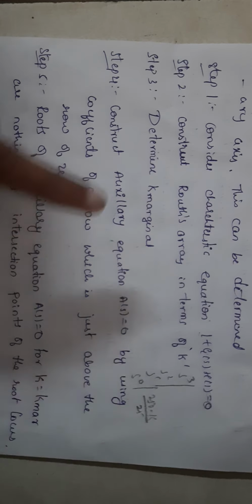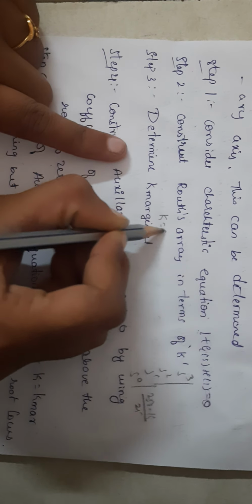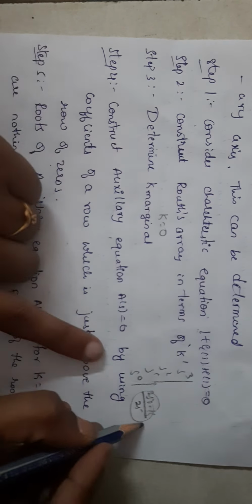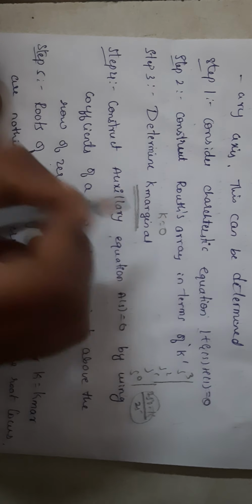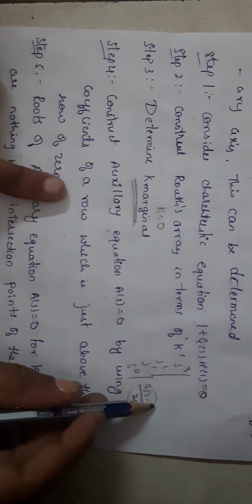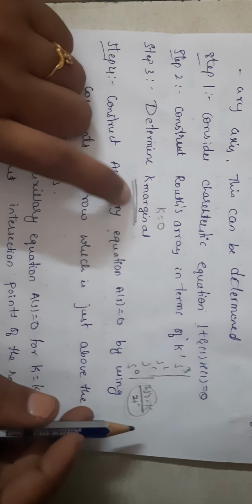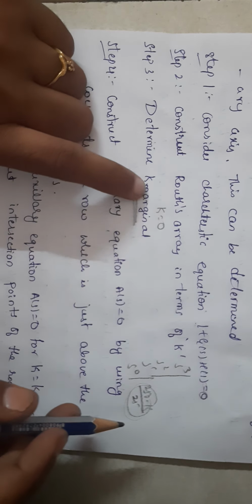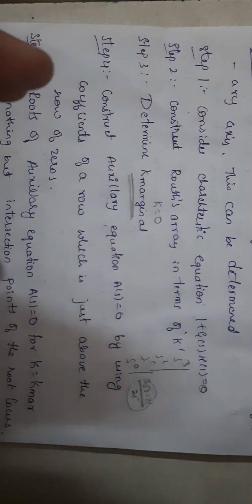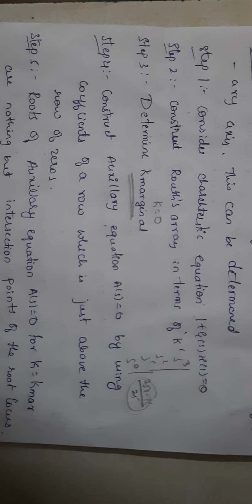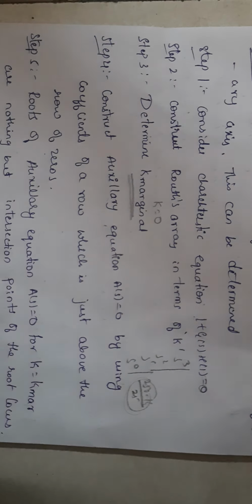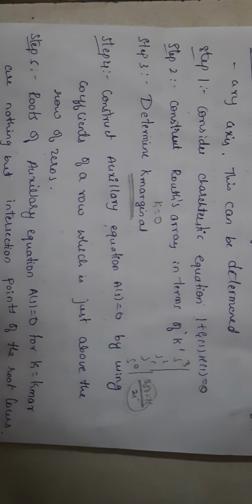From this we have to equate that equation to 0. If we equate this value to 0, then we will get the marginal value of k. Marginal means at that value of k, the system is marginally stable. Before that it is stable, and after that value it is unstable.